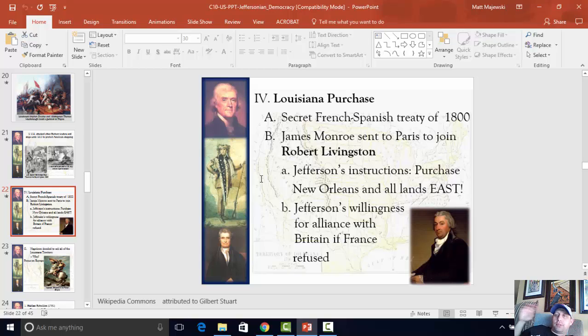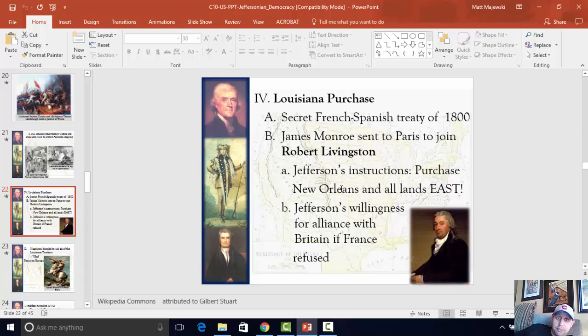James Monroe and Robert Livingston are sent by Jefferson over to Paris to try to negotiate a deal for us to get a hold of New Orleans. Now, Jefferson's instructions are very simple. Hey, get New Orleans and a little slip of land to the east of New Orleans as well. We don't want to see New Orleans port closed to us in the future.